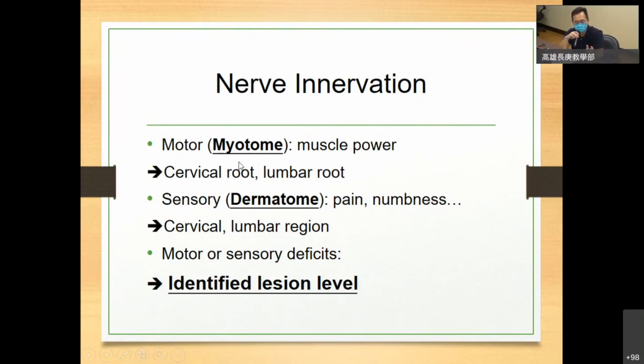After we know the specific dermatome or myotome innervation, if we see a patient with some lesions, or maybe numbness in the legs, especially over the knee or the side, you should know which level the lesion might be. So if you remember the myotome and the dermatome, you can identify the lesion level by the physical indications.